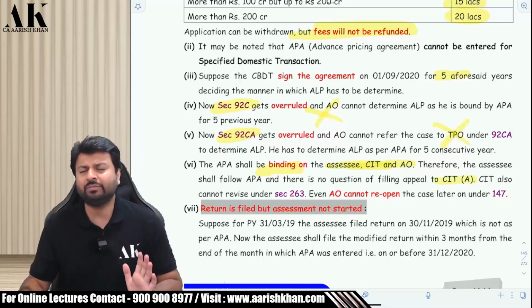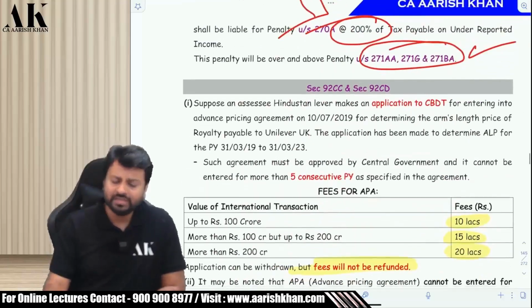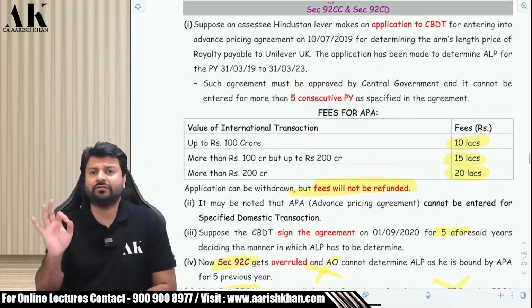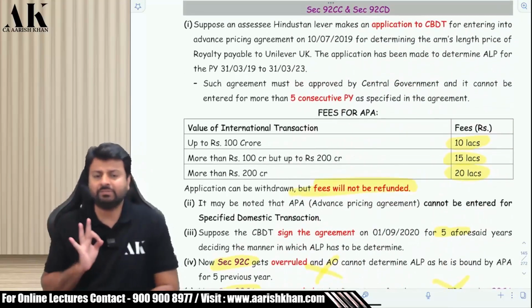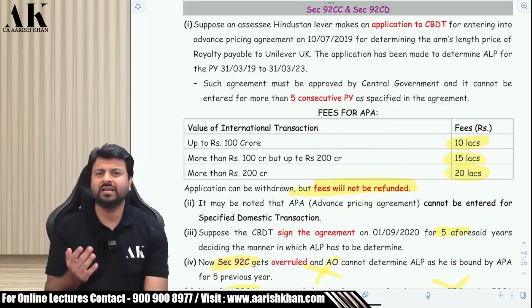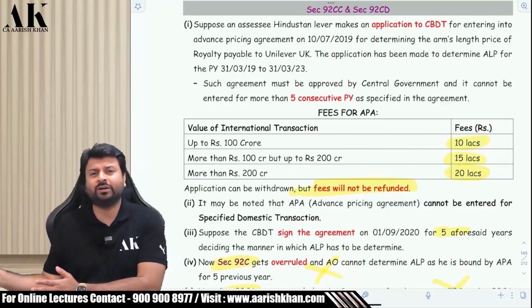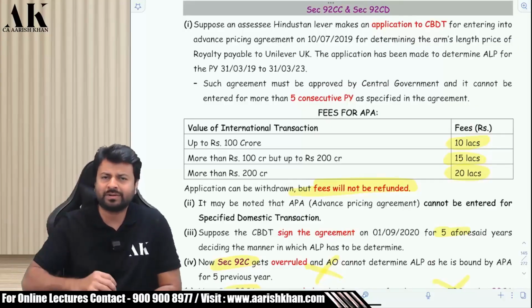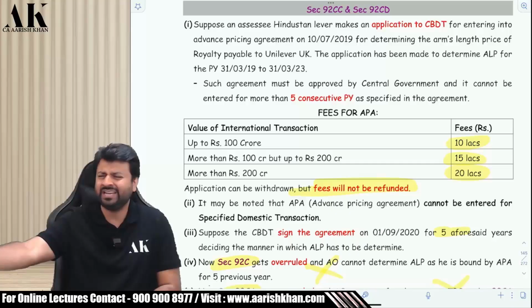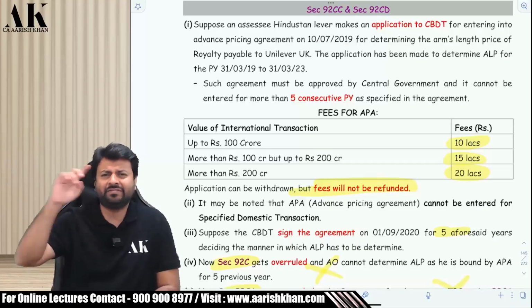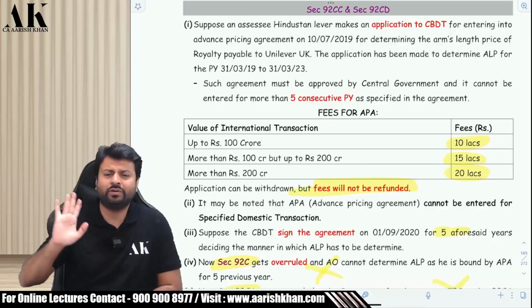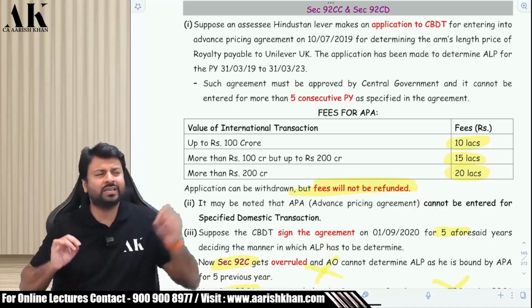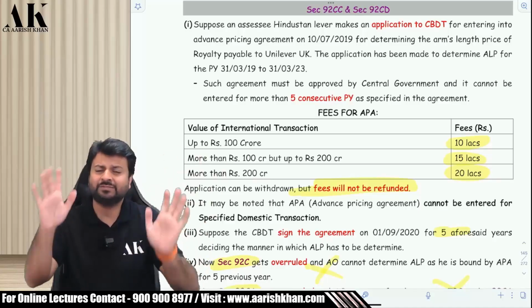The entire objective of this particular provision is what? The certainty in a determination of arm's length price. Once I determine the arm's length price, nobody should raise a question. Otherwise, my mind will always be towards that only. I will not be able to focus on my business. So if you are doing a transaction with your associate enterprise, go to the CBDT and make an application for advance pricing agreement. And once they find out your arm's length price, after that you don't have to worry about what AO will say, what TPO will say. Nobody will say anything. That is binding on everybody.